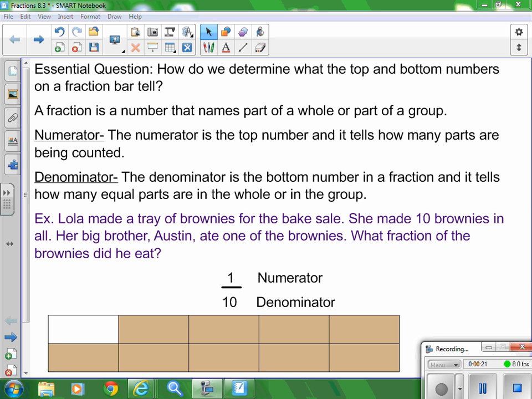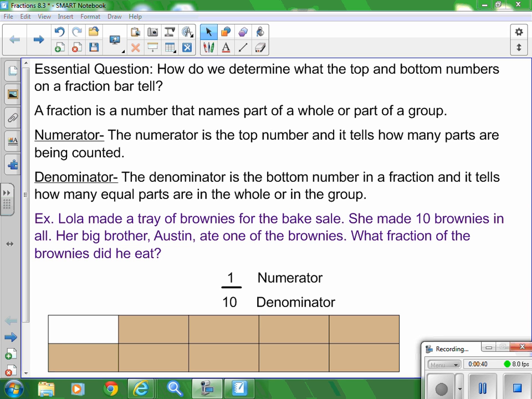We know this, and we know the numerator is the top number on a fraction bar, and it tells how many parts are being counted. And the denominator is the lower number on the fraction bar, and it tells how many equal parts are in the whole group together. So for example, Lola made a tray of brownies for the bake sale.